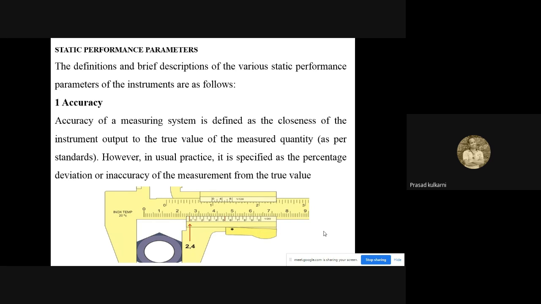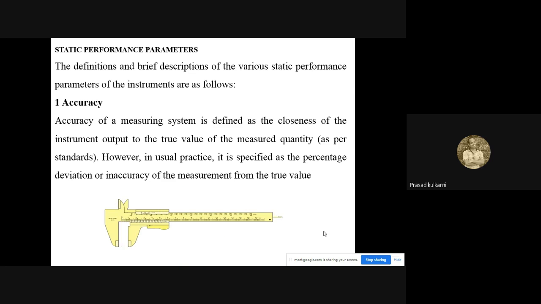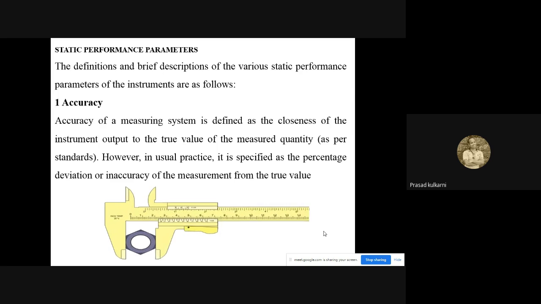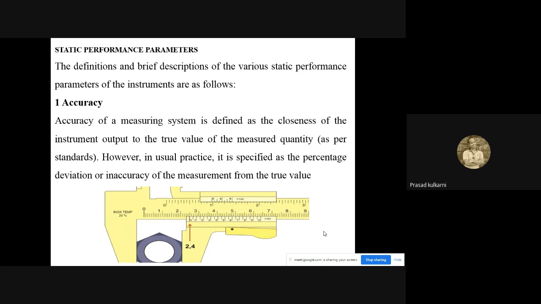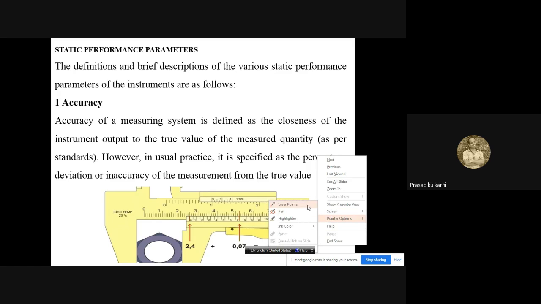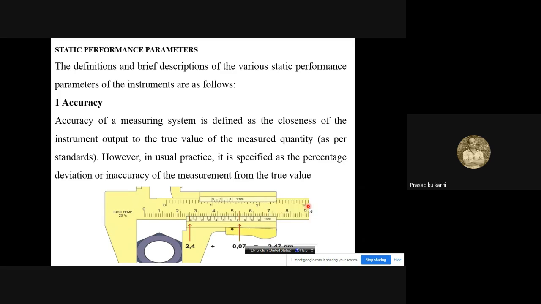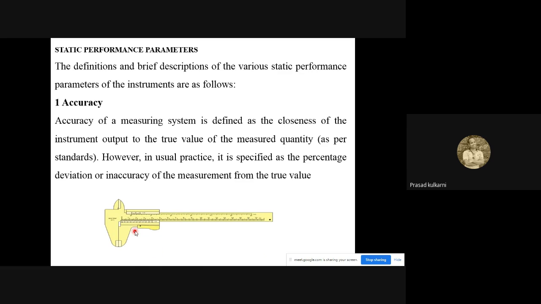Now there is one simple animation here that shows a vernier caliper, and it has measured the outer diameter of that component. It is shown here, I think, 2.46. You can see the accuracy over here. Outer diameter, sorry, 2.47 centimeter. So this is the actual measurement of the outer diameter of the component.